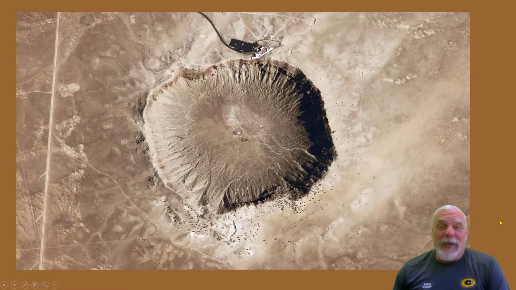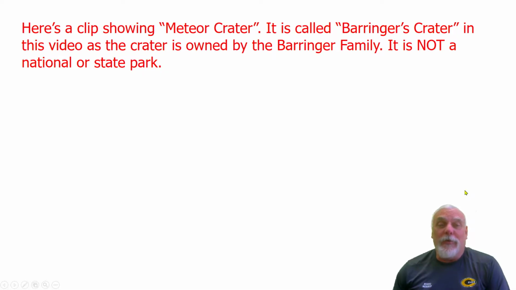Here's an aerial view of that crater. Here you see the visitor center. This is kind of an odd thing in that this is not like a national park or anything like that. This is actually a privately owned attraction, I guess you could call it. I've never been there. I've had some students who have been there. Here's a clip showing Meteor Crater. It is called Barringer's Crater by these folks. These are the people that own the crater.